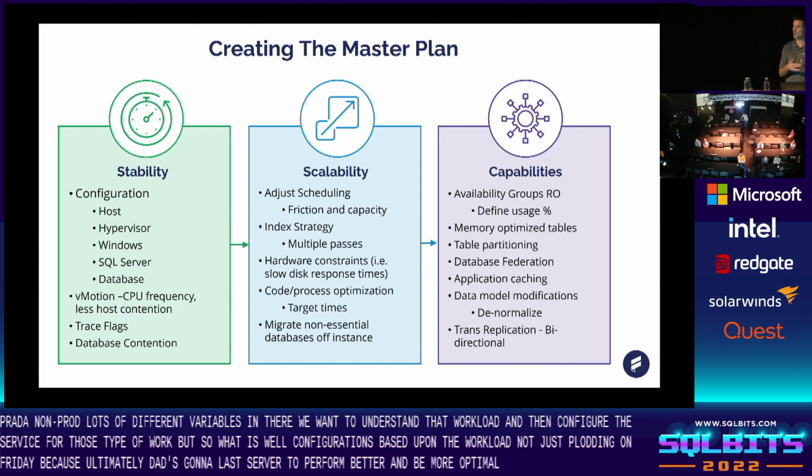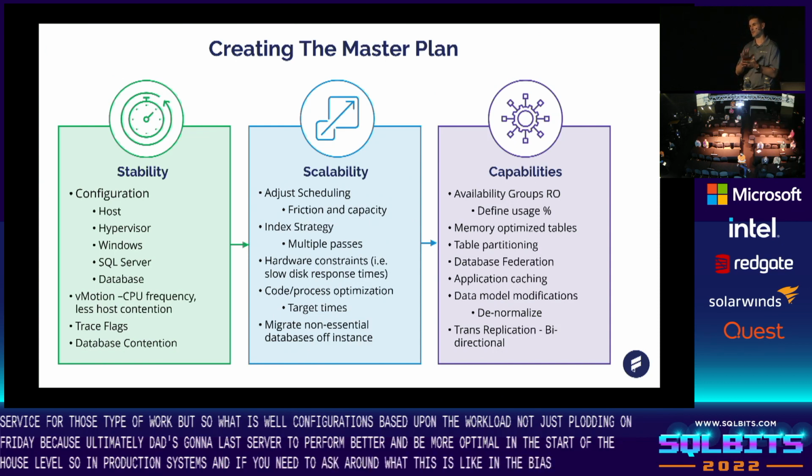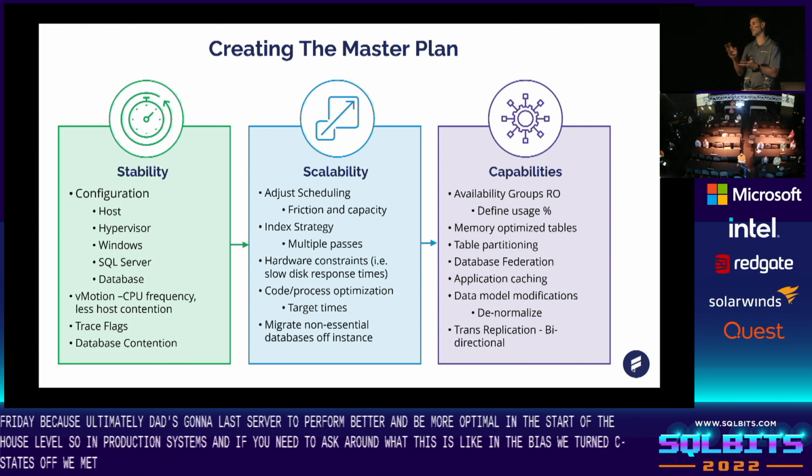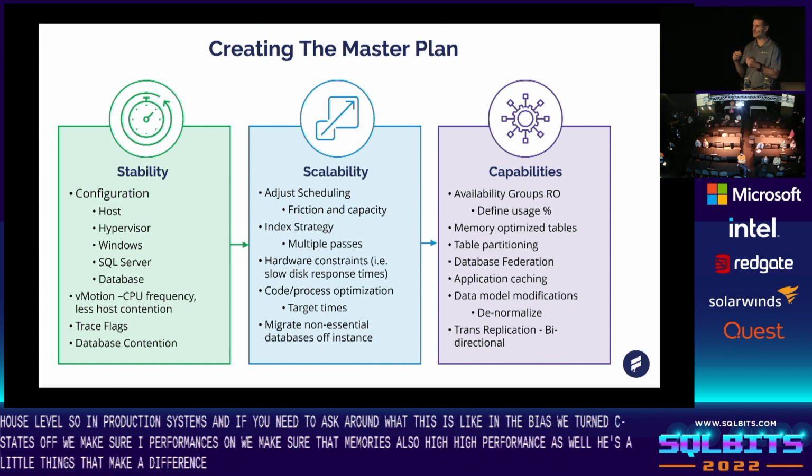And it starts at the host level. So in production systems, and you may need to ask around what this is, but in the BIOS, we turn C-states off. We make sure high performance is on. We make sure that memory's also high performance as well. These are little things that make a difference, especially if you're above 10,000 or 20,000 transactions per second, right?